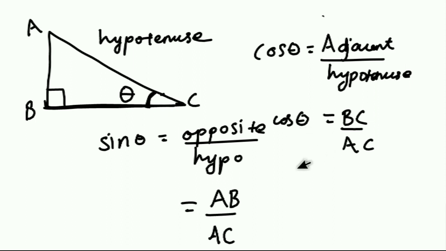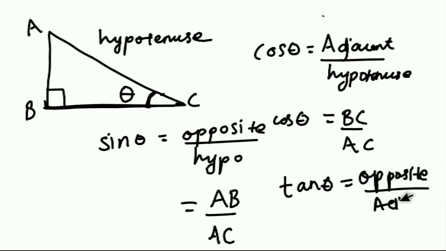Then there is another trigonometric ratio, that is tan theta, and this is equal to opposite side divided by adjacent side. So what will come here? This is opposite side divided by adjacent side. So opposite side of the theta is AB and adjacent side is your BC. So you can write tan theta as AB divided by BC.